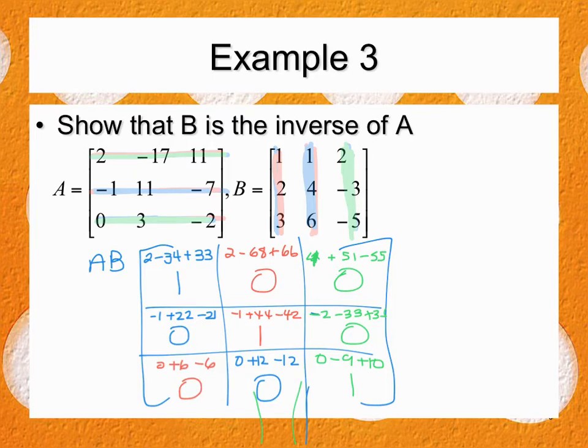So far all we've done is A times B. If the question was to show, then I would continue doing B times A, but I'm going to show you how to use your graphing calculator to check this, okay? So I multiplied every row in A times every column in B to get the 1, 0, 0, 0, 1, 0, 0, 0, 1 result.